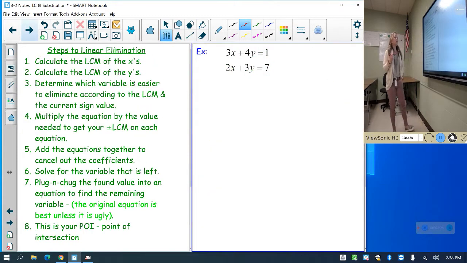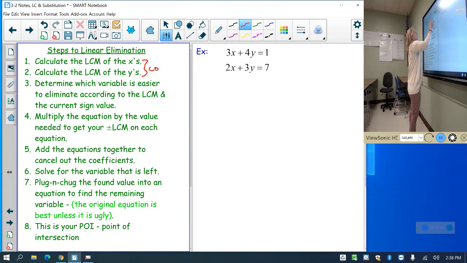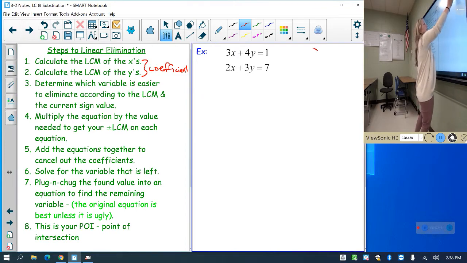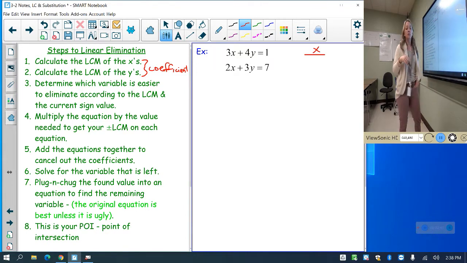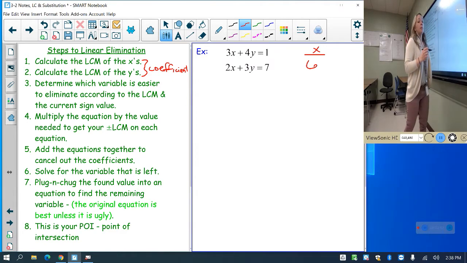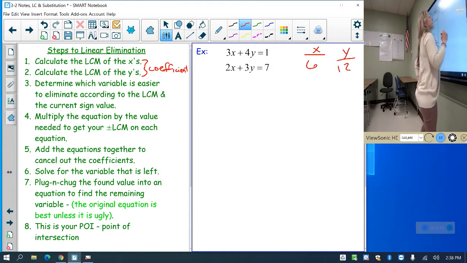Step 1, calculate the least common multiple of the x and y coefficients. So what we're talking about here is the coefficients. Okay, so the coefficients for the x's are 3 and 2. The least common multiple of 3 and 2, well, we have 3, 6, 9, 12, 15, and 2, 4, 6, 8, 10. Both of those least common multiples are 6. For the y's, 4 and 3 is 12.